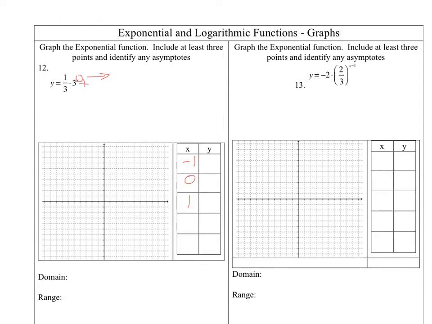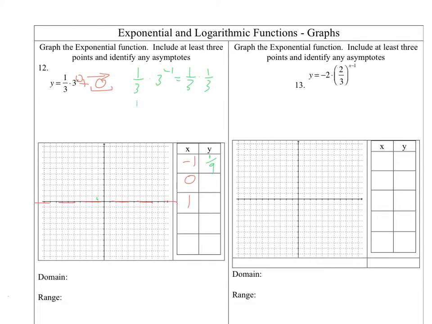Second of all, we know that my horizontal asymptote is plus whatever is at the end. In this case, it's going to be 0. So first thing I'm going to do is identify a horizontal asymptote at 0. Plugging in some values, we get for negative 1, 1/3 times 3 to the negative 1 equals 1/3 times 1/3, or 1/9. That's going to be really close to the x-axis.